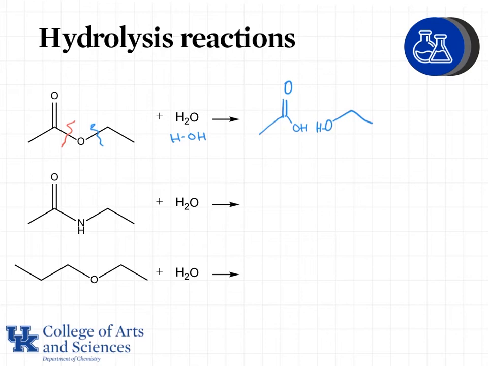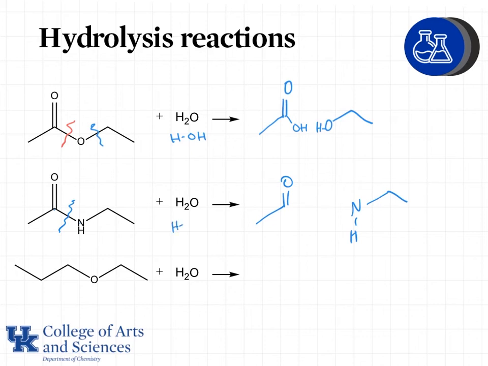Now let's look at the next one. We have an amide group. Again, we need to see where it's going to break. So we're going to break it between the carbonyl carbon and the nitrogen. So we'll break it right there. And our fragments will be two carbons with a double bond O and NH attached to two carbons.